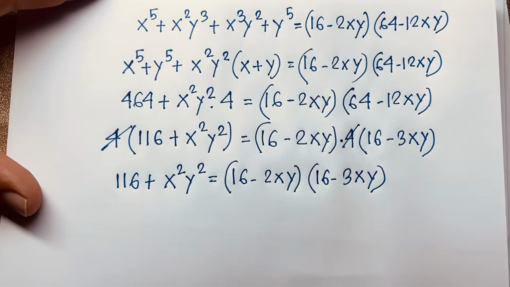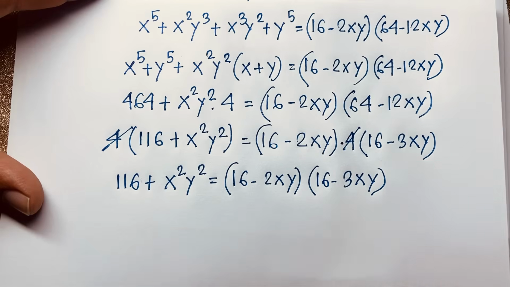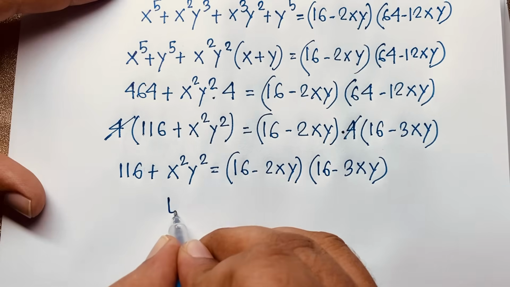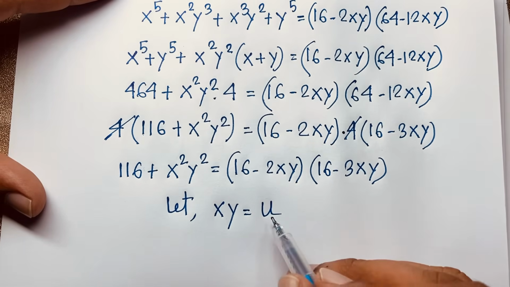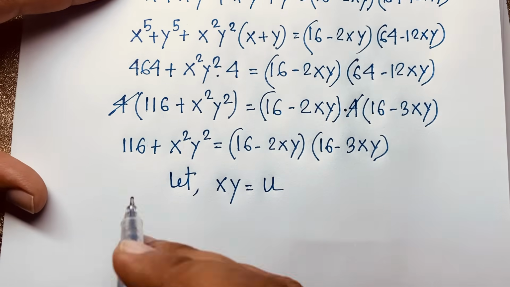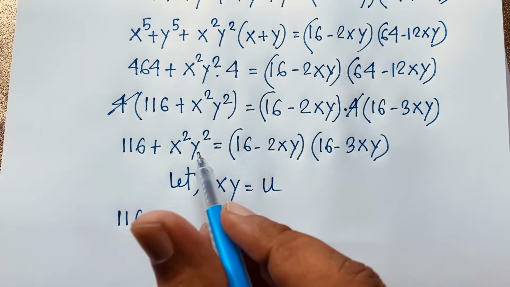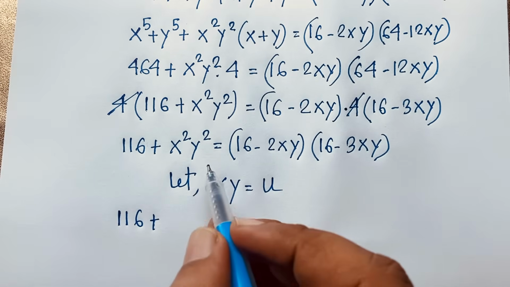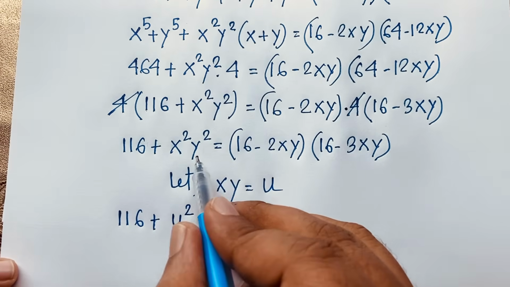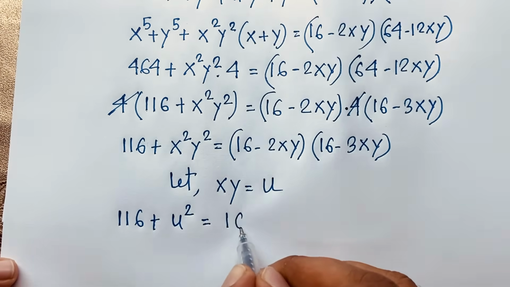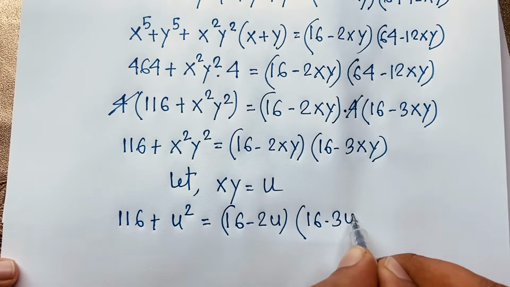Now you can easily see this is xy whole squared, this is xy, this is xy, so xy is common. So at this moment let xy equal u. So you can easily write this expression as 116 plus, and you know that xy whole to the power 2 will be u squared, because xy is u, so x squared y squared will be u squared, minus 16 minus 2u times 16 minus 3u.